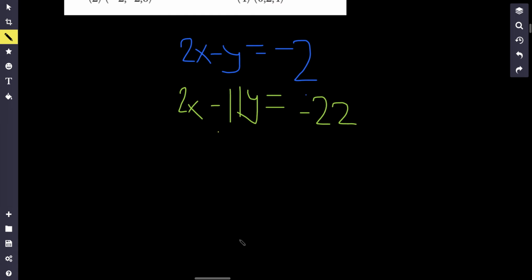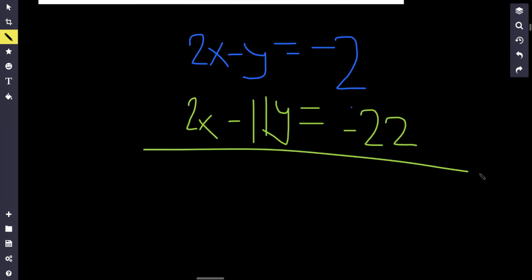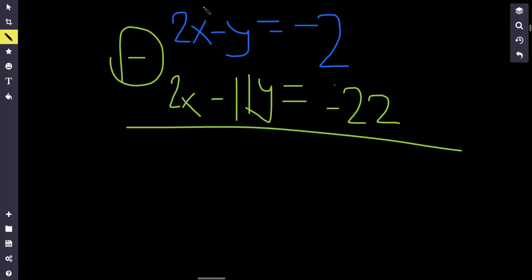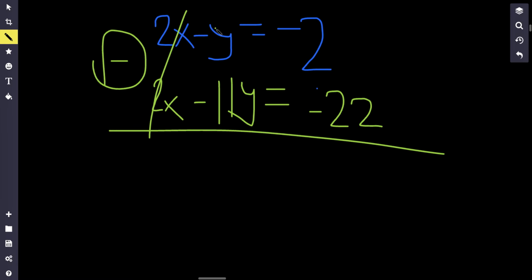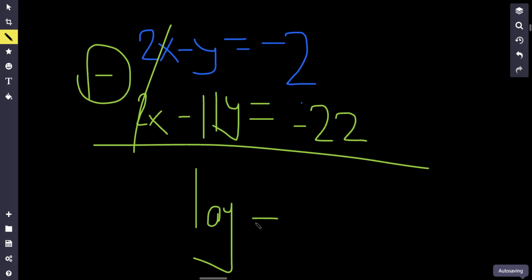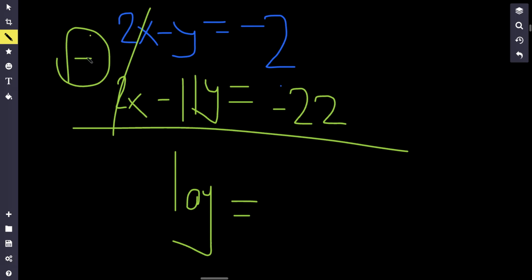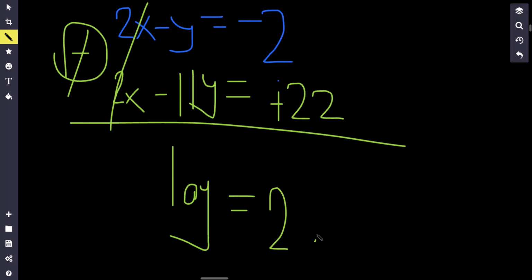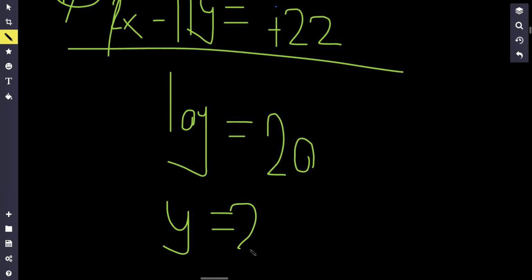Okay. Now I can just solve this 2-variable system of linear equations by subtracting, because these 2 x's cancel out. Negative y minus this is going to be 10y, I'm pretty sure, right? Because negative cancels out, so I just get negative y plus 11y, which is 10y, and negative 2 minus negative 22, negative makes it positive, so I just get 20. So that means y is equal to 2.